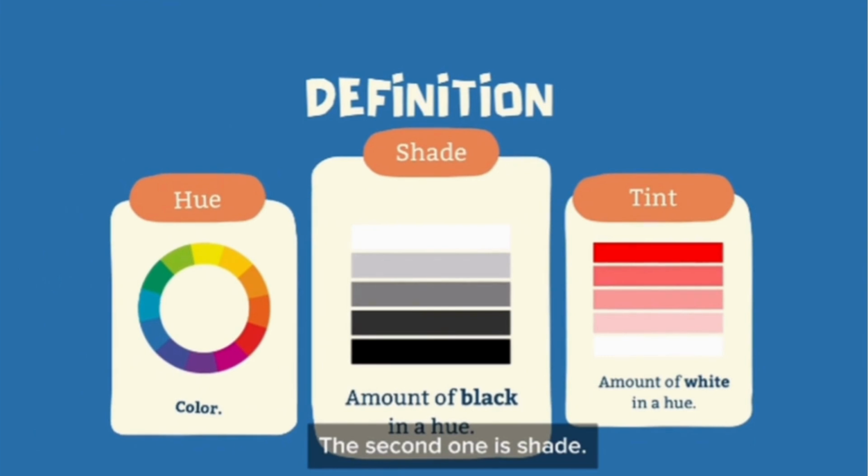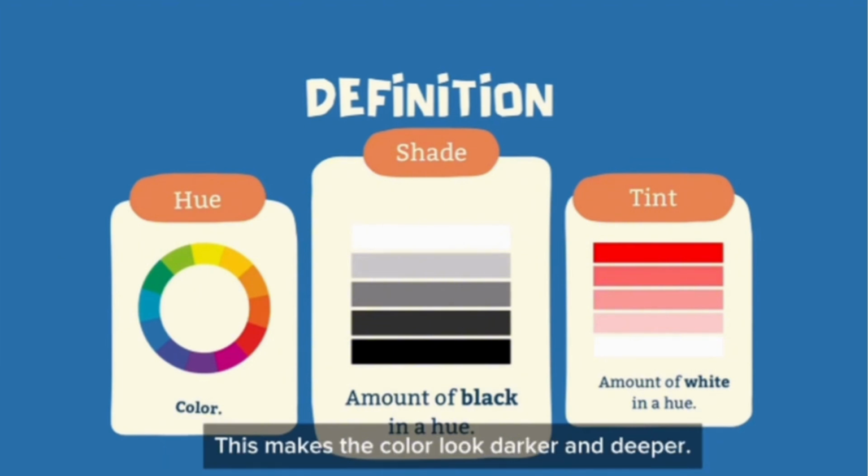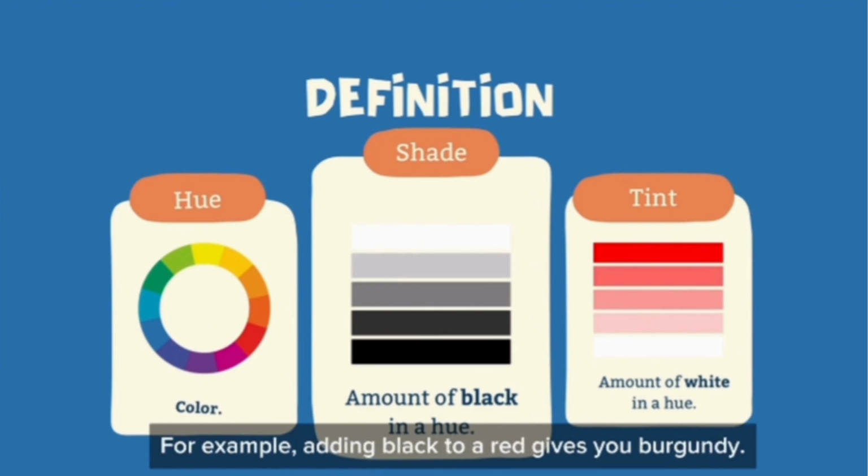The second one is shade. Shade is what you get when you add black to a hue. This makes the color look darker and deeper. For example, adding black to a red gives you burgundy.